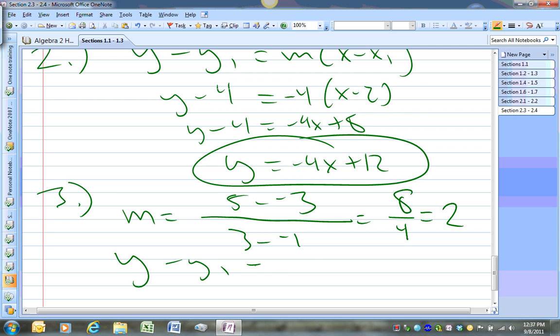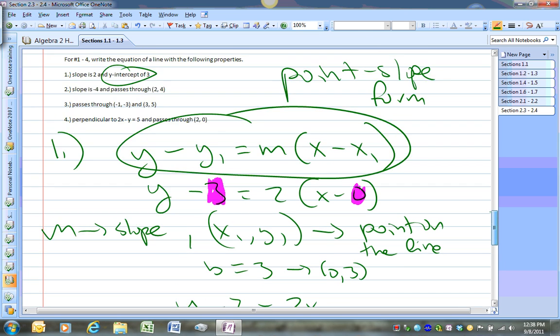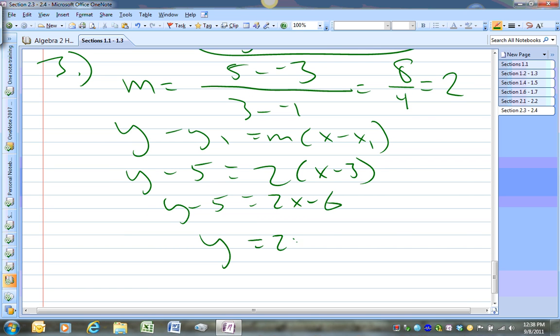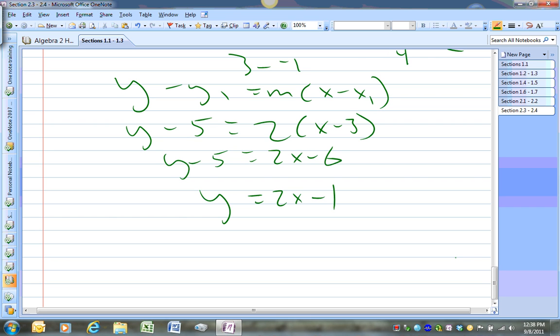Then we'll use the point slope formula. There's actually going to be 2 options. I could use this point or that point. It doesn't matter. You can use any one you like. Let's use 3, 5, because the more negatives there are, the more confusing it could be. So y minus 5 equals 2 times x minus 3. y minus 5 equals 2x minus 6. y should equal 2x minus 1. And you can always double check by plugging in the other point, negative 1, negative 3. And it will work out, because 2 times negative 1 is negative 2. Negative 2 minus 1 is negative 3. It works out.